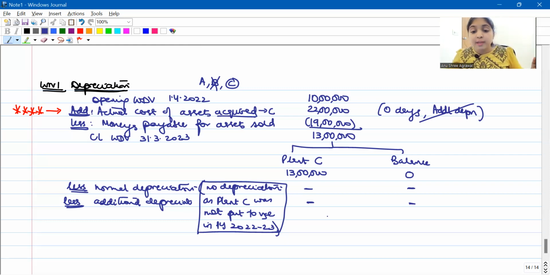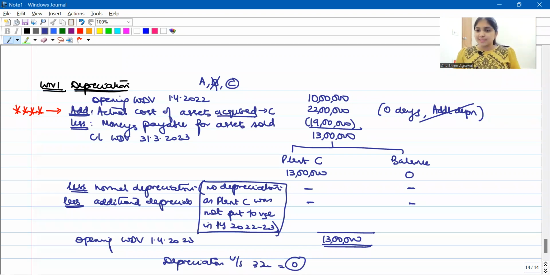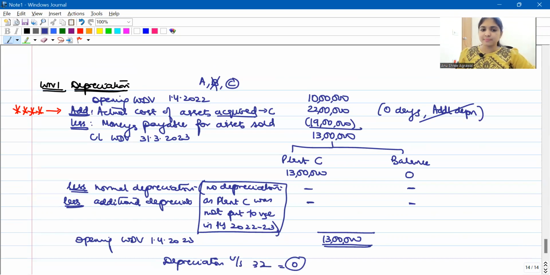Okay, so guys, what is my total depreciation now? Total depreciation is 0. So what is going to be our opening WDV on 1st April 2023? 13 lakhs. And how much depreciation are we enjoying under section 32? 0. A very good question. Crystal clear with this, everybody? So depreciation is 0. So what is our PGBP now? 11 lakhs. This will remain our PGBP.